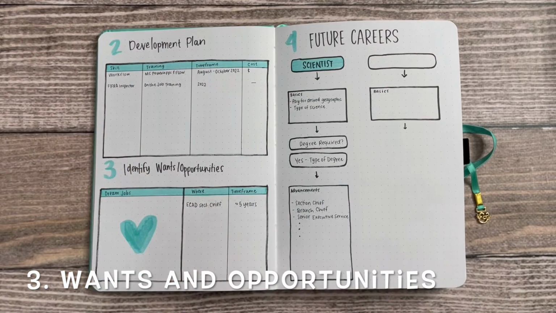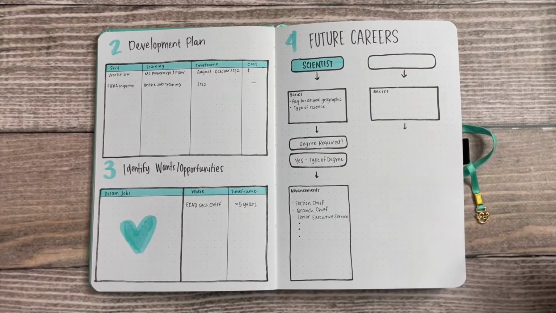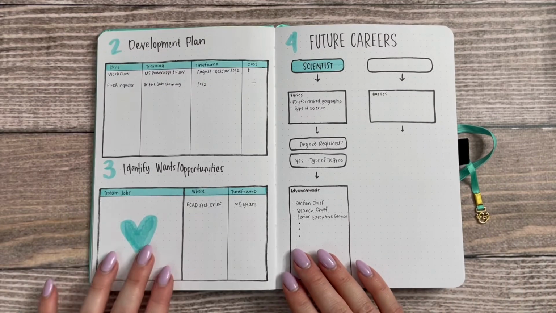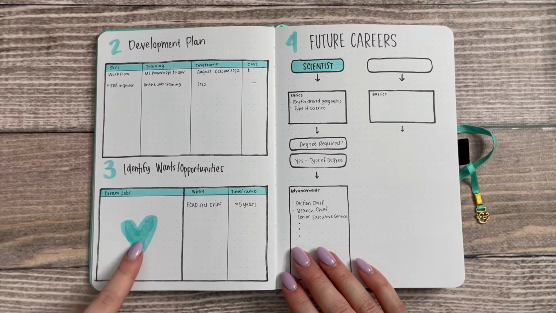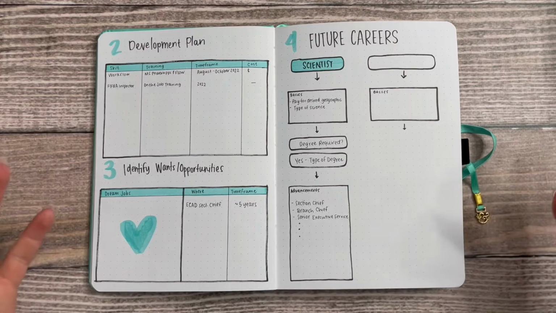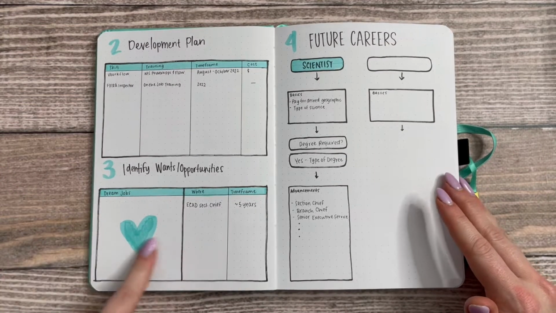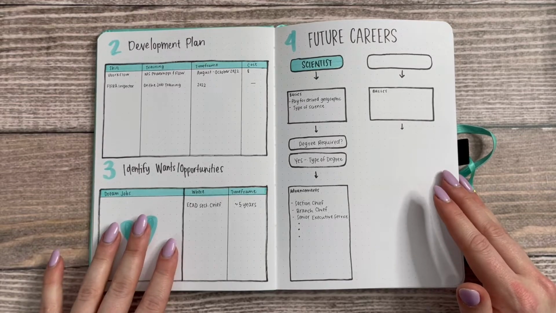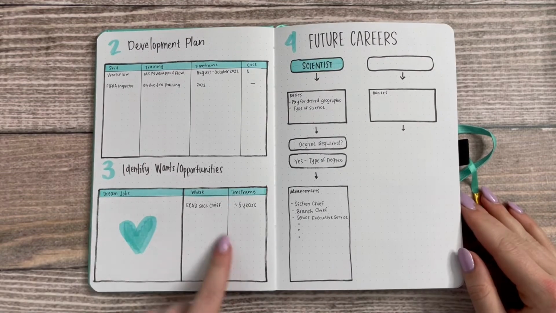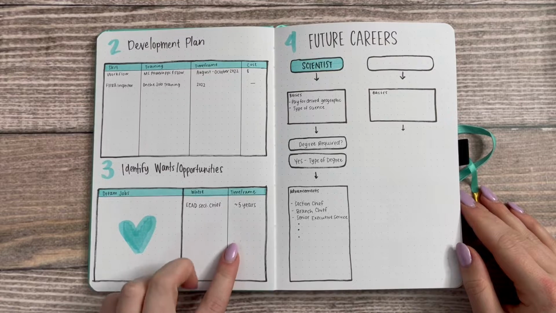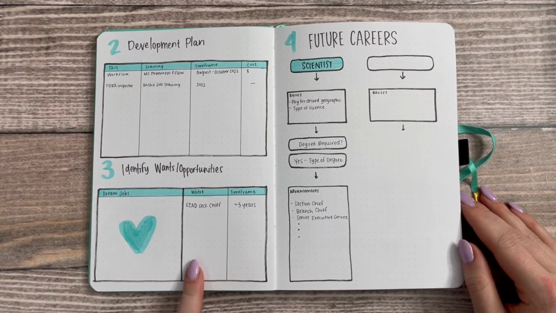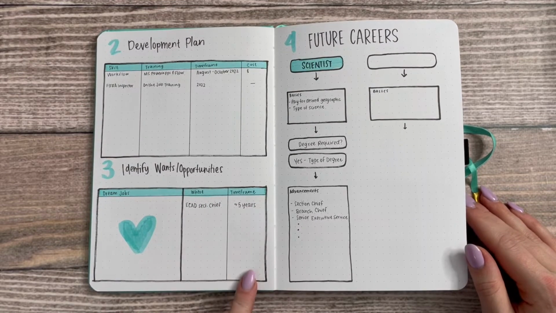The next one is identifying wants and opportunities. So I put a section here for dream jobs. You may only have one, which is great unless you don't get it. But I have space here for a bunch of different dream jobs. And then on the other side, I have opportunities, where an opportunity may present itself and the time frame for that.